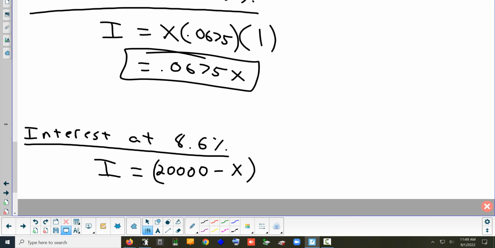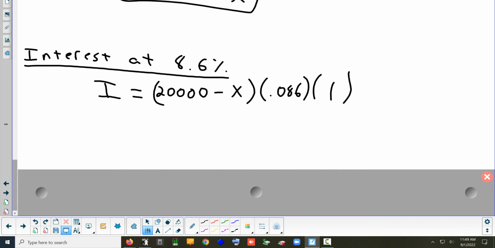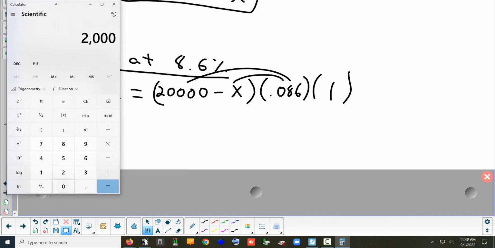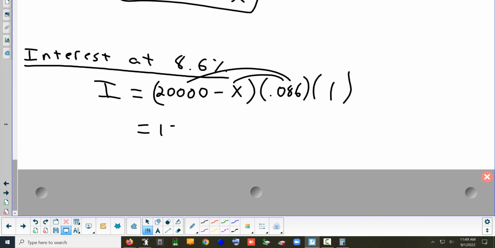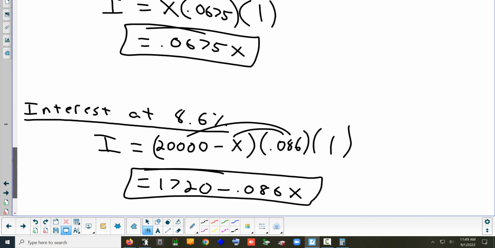So 20,000 minus X. What's my rate? 0.086. And what's the time again? Still 1 year. All right, let's simplify that. We'll just do our distributive property. What's that? 1720. So 1720 minus 0.086x. So there's the amount of interest at 8.6%.